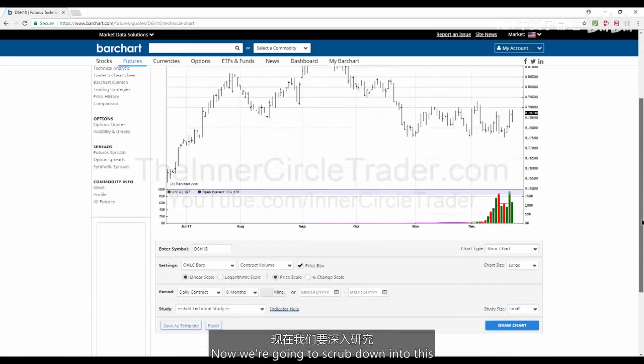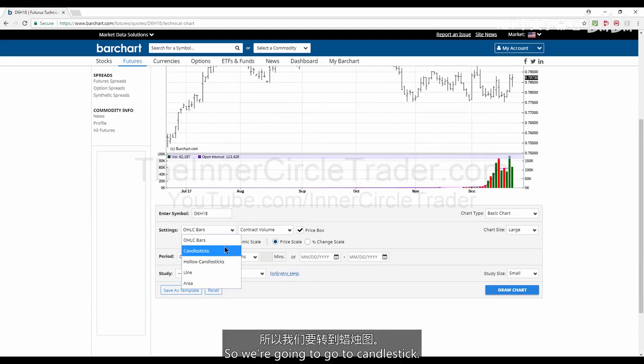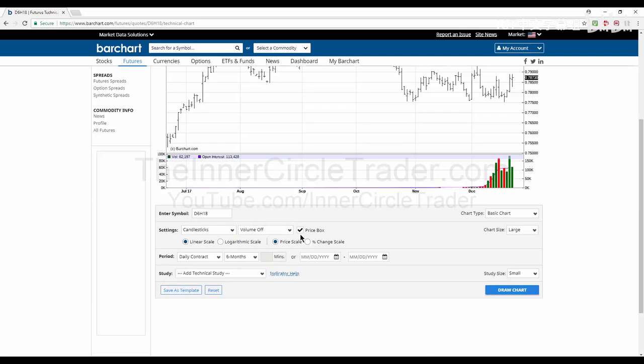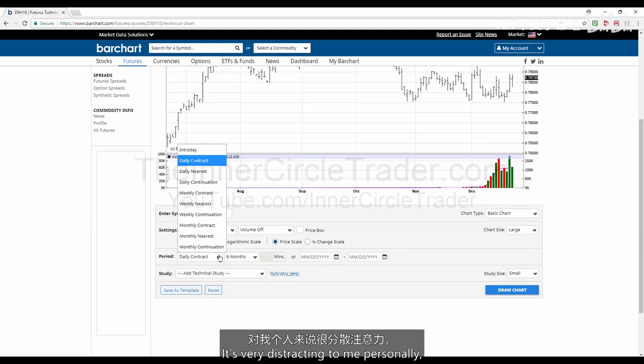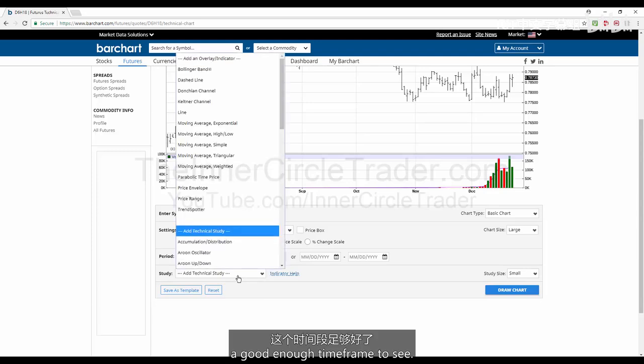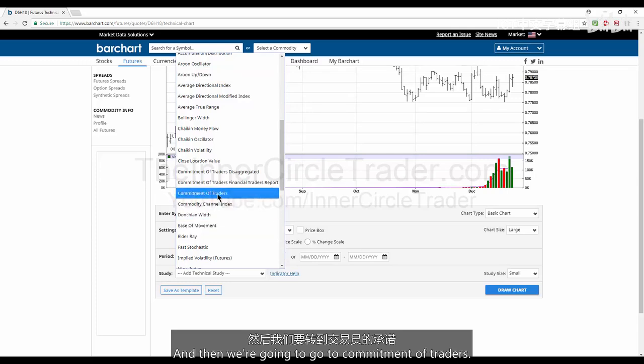Now we're going to scrub down into this area here. So we're going to go to candlestick. We're going to turn the volume off. I don't want to see this little box because it's very distracting to me personally, but click on weekly contract. We're going to go to 3 years, which is about a good enough time frame to see. And then we're going to go to Commitment of Traders.